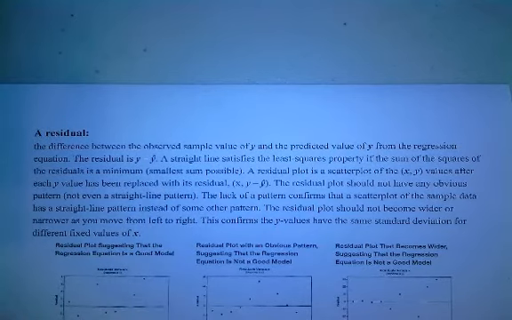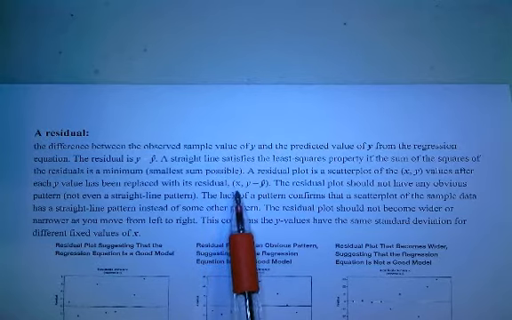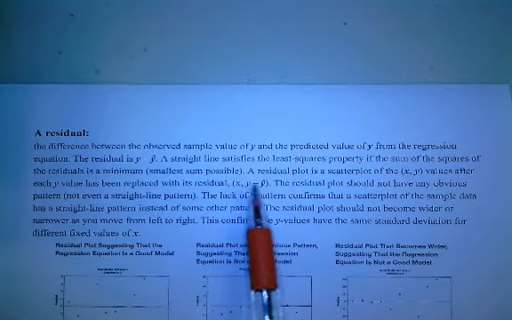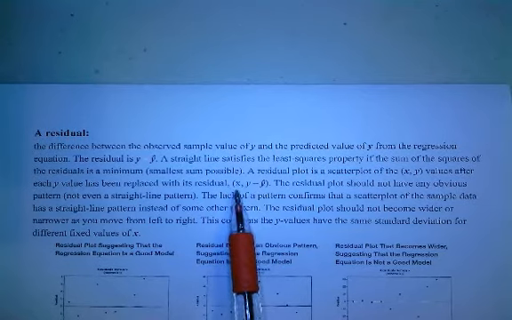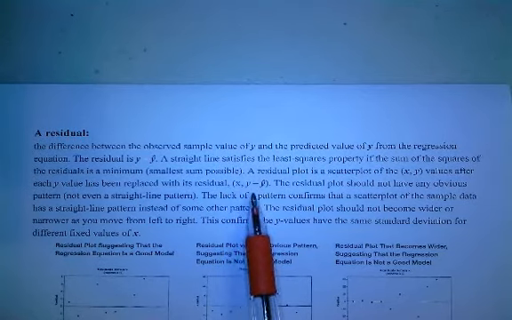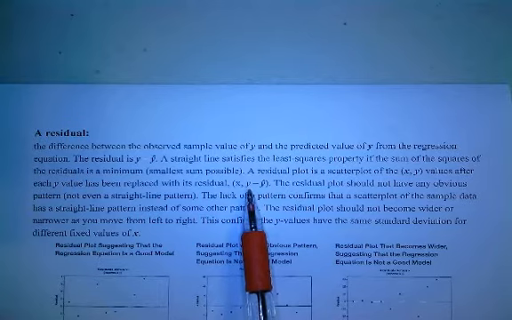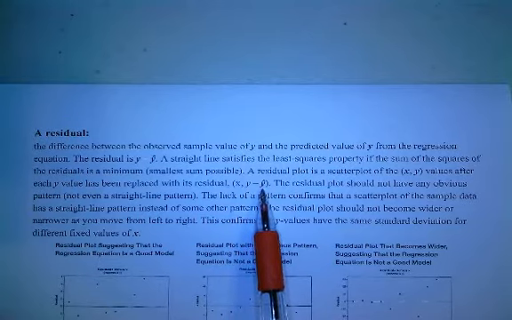A residual plot is a scatter plot of the x and y values after each y value has been replaced with its residual. So, in other words, instead of your plot being x and y, your plot is going to be x and the difference between what were your y values and what were your predicted y values, that difference.